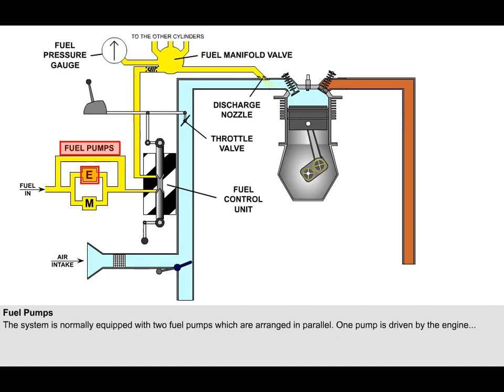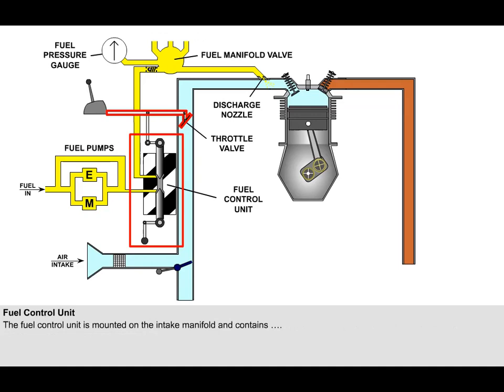One pump is driven by the engine, and the other is powered by an electric motor. Because of the parallel pump arrangement, fuel under positive pressure from the electrical pump can flow independently of the engine-driven pump. This allows the electrical pump to be used in case of a malfunction of the engine-driven pump and for engine priming and starting.